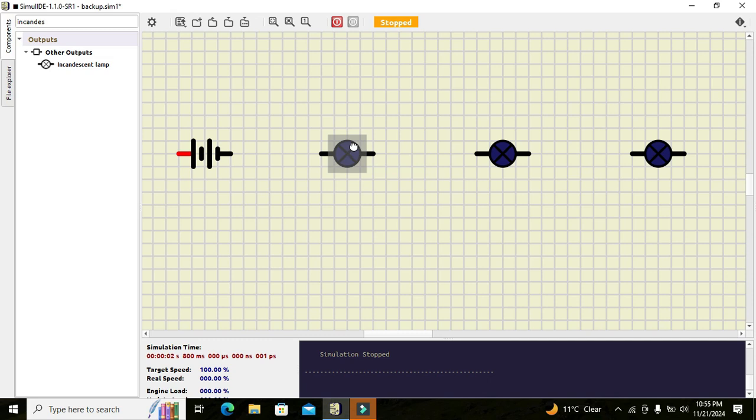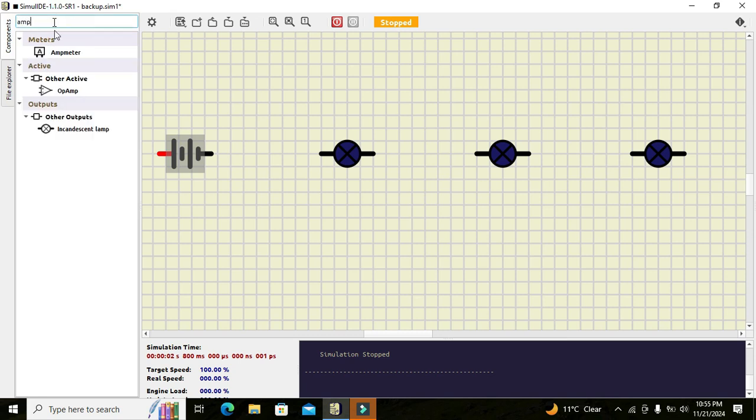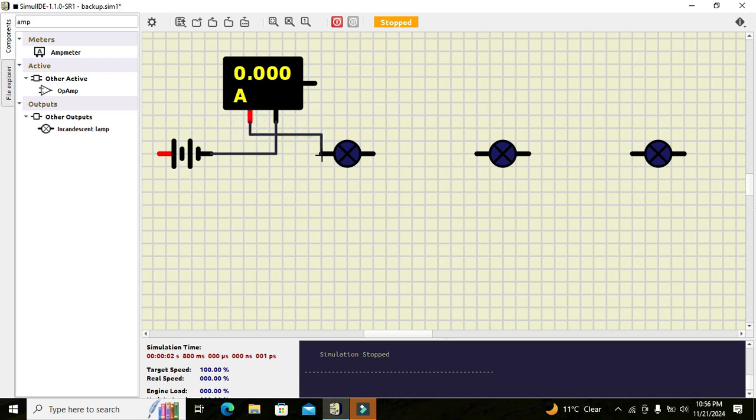in order to measure the current through each component, we need ammeters. So we will go and take our ammeter. So this is our ammeter. We will connect its negative side with the negative terminal of the battery and its positive side with the incandescent lamp. One more ammeter, and they have to be connected like this, okay, between both components.